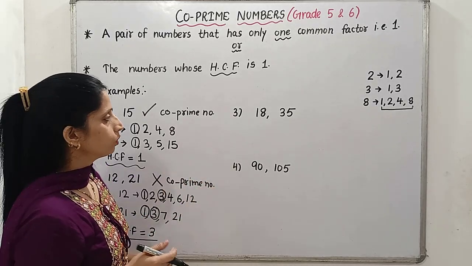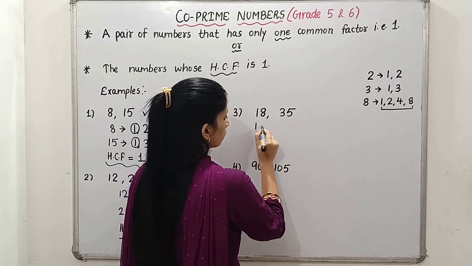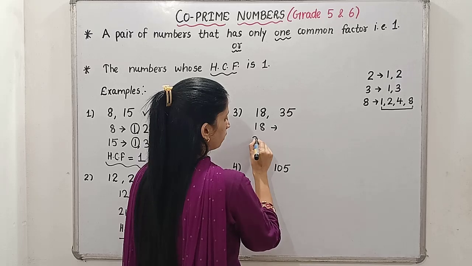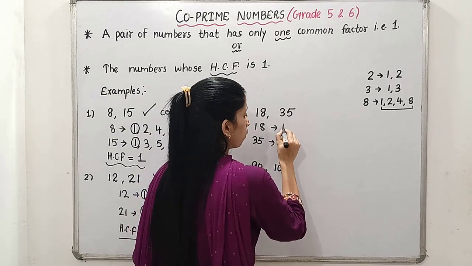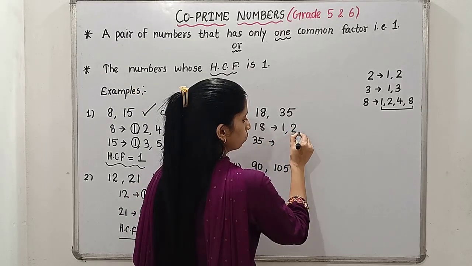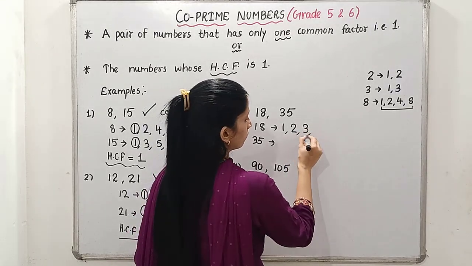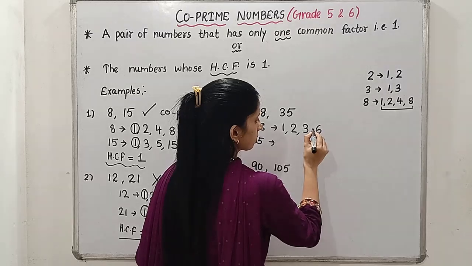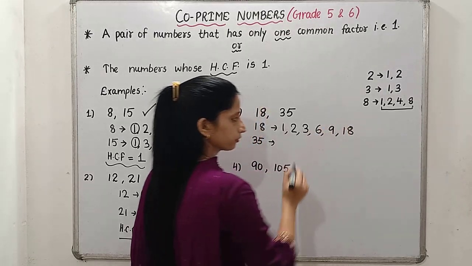Okay. Now let's move on to this third example. It is 18 and 35. So let's write the factors of 18 and the factors of 35. For 18, always write the first factor, 1. Then 18 is divisible by 2. It comes in the table of 3 as well. Then it is divisible by 6, then by 9, and then by the number itself.